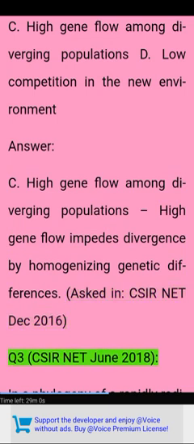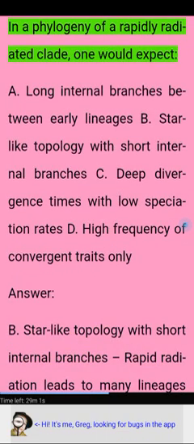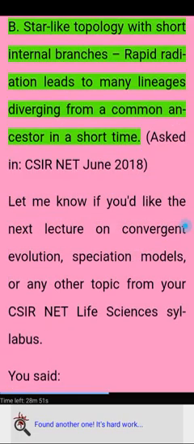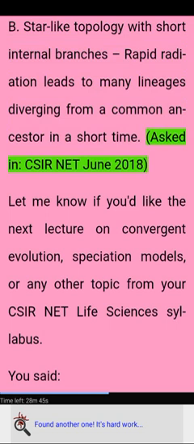Q3, CSIR-NET June 2018. In a phylogeny of a rapidly radiated clade, one would expect: A, long internal branches between early lineages; B, star-like topology with short internal branches; C, deep divergence times with low speciation rates; D, high frequency of convergent traits only. Answer: B, star-like topology with short internal branches. Rapid radiation leads to many lineages diverging from a common ancestor in a short time. Asked in CSIR-NET June 2018.